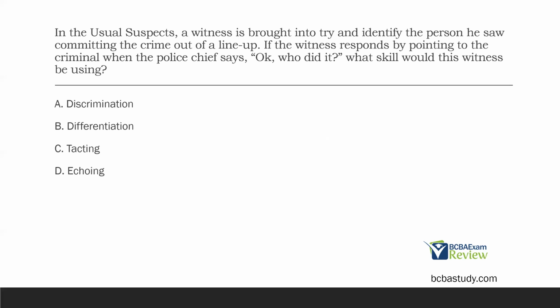Again, super important verbal operants that we know what evokes them and what doesn't. And then echoing would be the witness repeating what the police chief said, which did not occur. Our answer is going to be A, discrimination, task list G10.